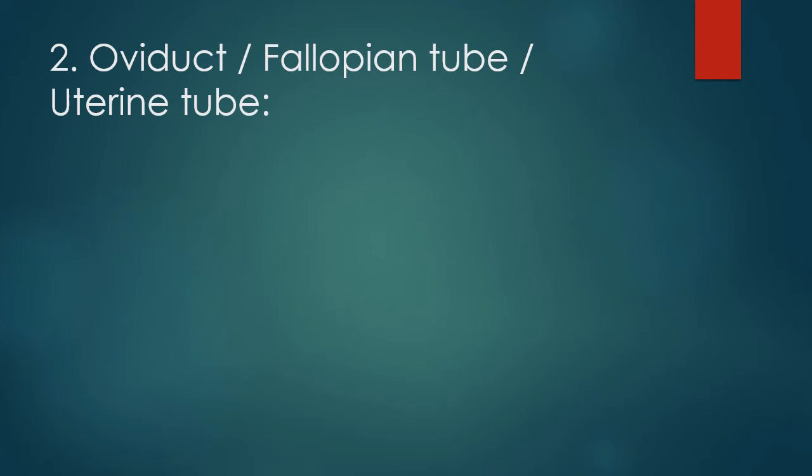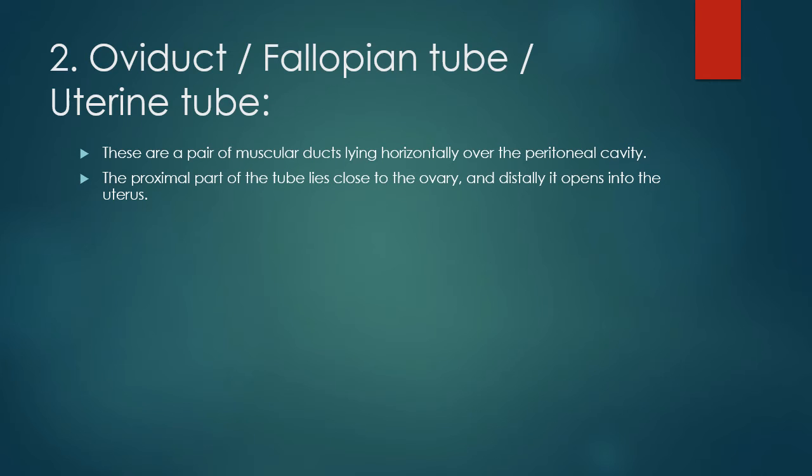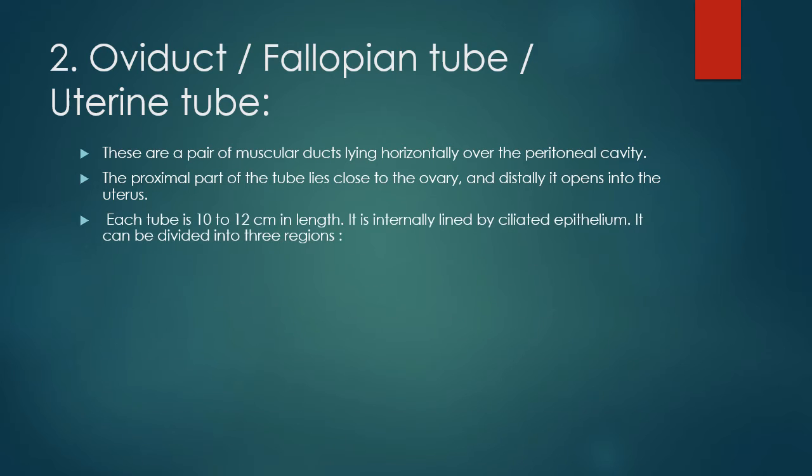The second thing is the oviduct, or fallopian tube, or uterine tube. These are a pair of muscular ducts lying horizontally over the peritoneal cavity. The proximal part of the tube lies close to the ovary, and distally it opens into the uterus. Each tube is 10 to 12 cm in length. It is internally lined by ciliated epithelium.